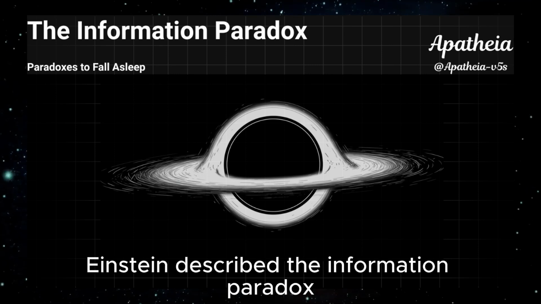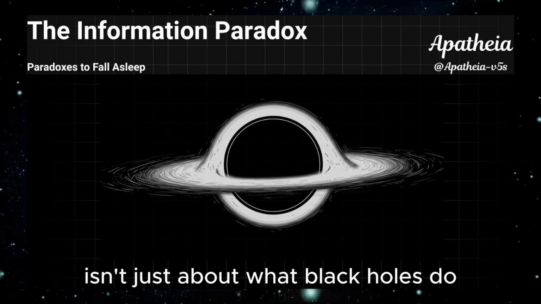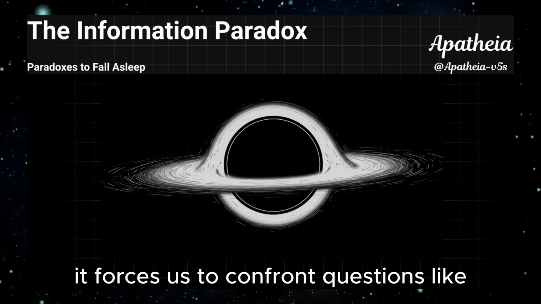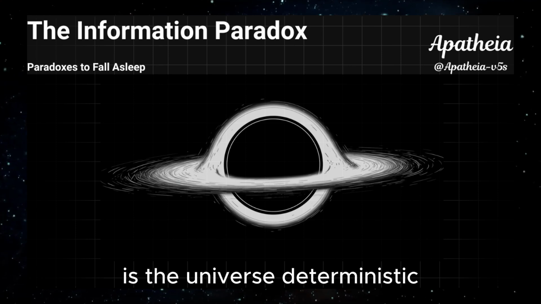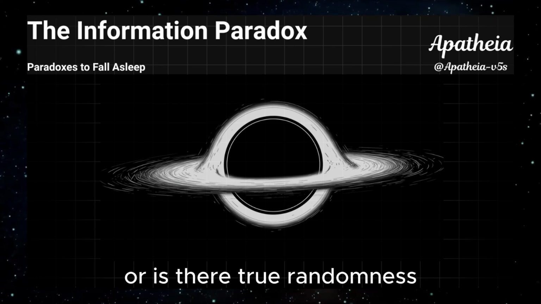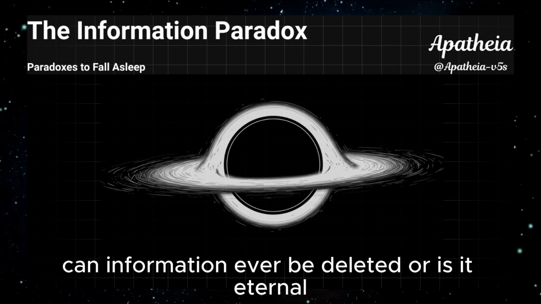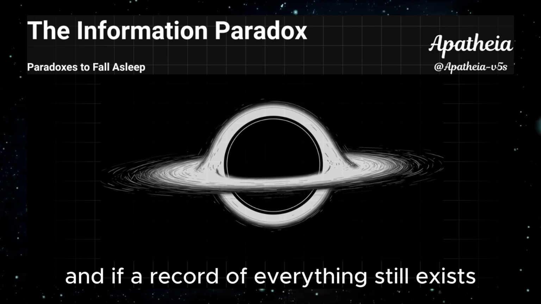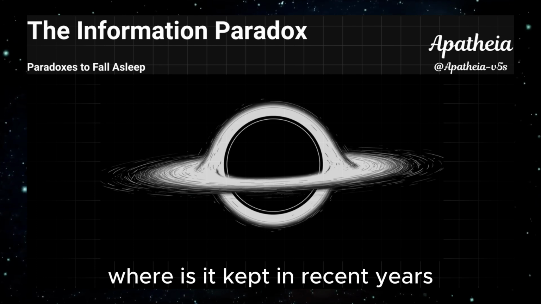The information paradox isn't just about what black holes do, it's about what reality is made of. It forces us to confront questions like, is the universe deterministic, or is there true randomness? Can information ever be deleted, or is it eternal? And if a record of everything still exists, where is it kept?